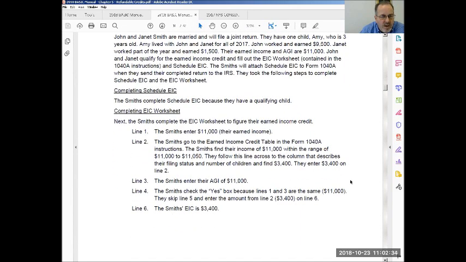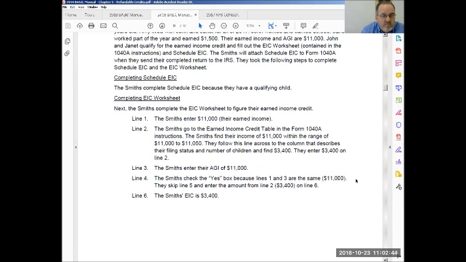We get their earned income credit. So the following line across the column that describes the filing status, number of children, find 3,400. Remember that number I kind of threw out there? Married filing joint with one.